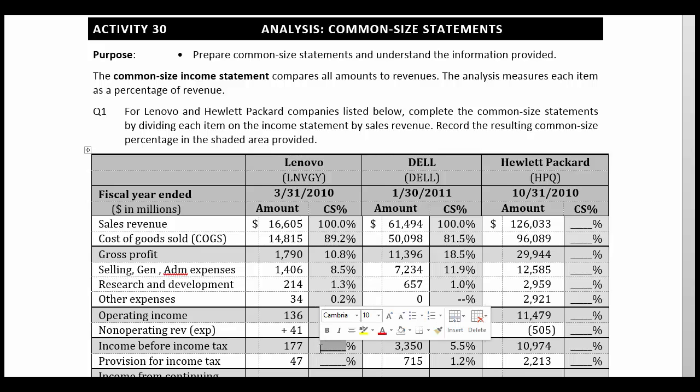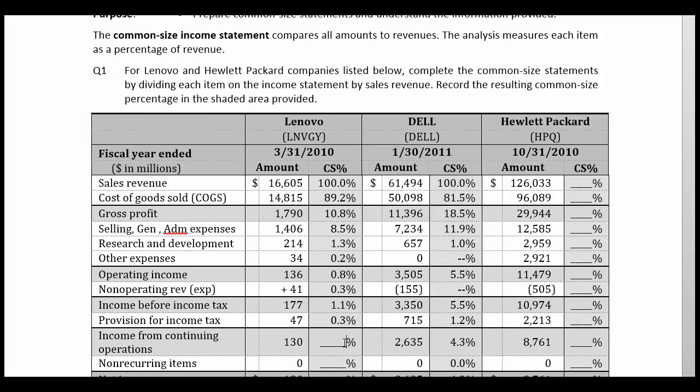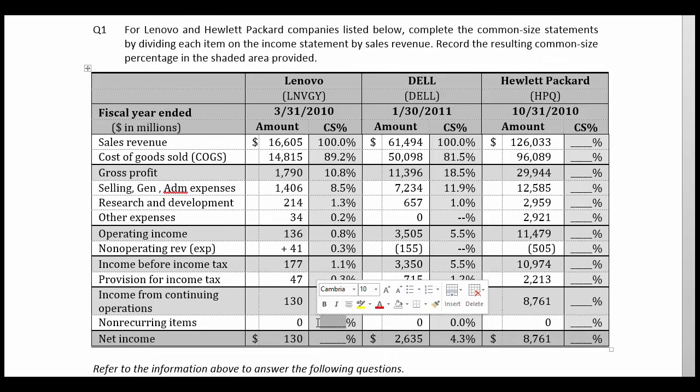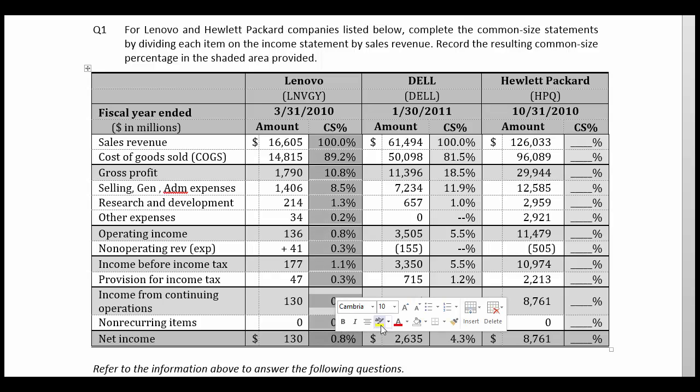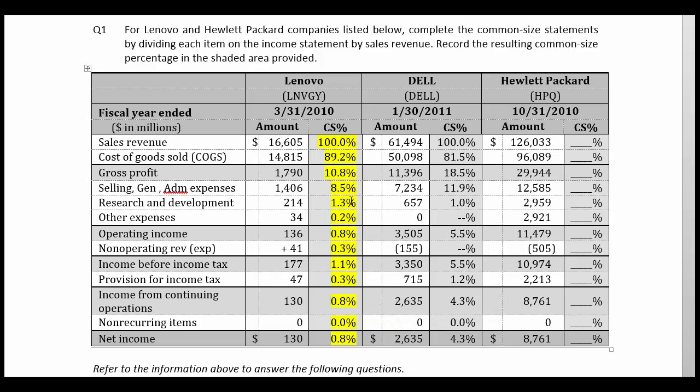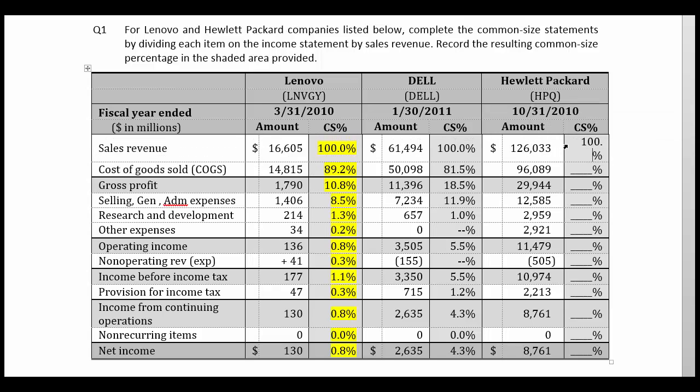177 divided by 16,605 is 1.1%. 47 divided by 16,605 is 0.3%. And 130 divided by 16,605 is 0.8%. The non-recurring items are 0, so this is 0. And 130 divided by 16,605 is equal to 0.8%. And there you go. Now Hewlett-Packard: 126,033 divided by itself is 100%.